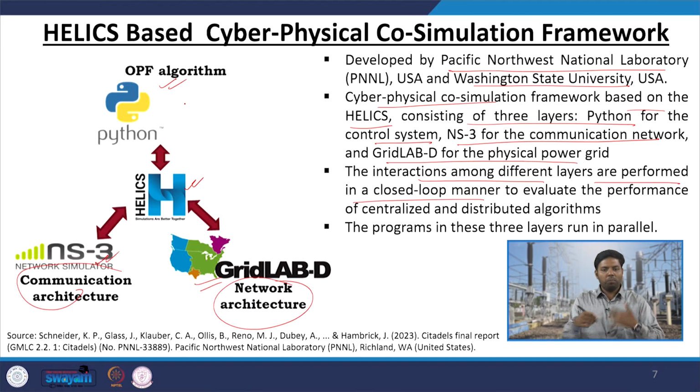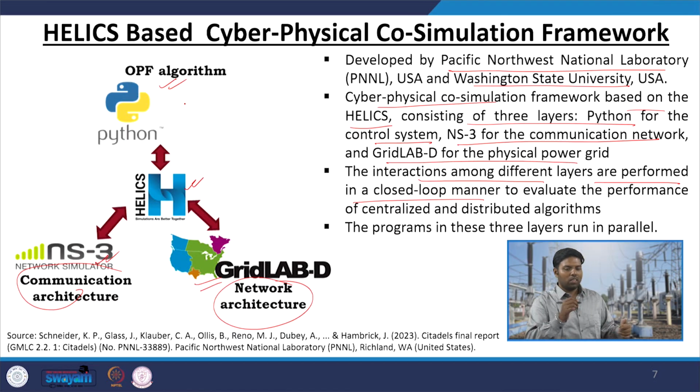That means, all the inputs and the outputs will be sent to their corresponding layer. That means, your physical will go to the communication, communication will go to the control, and then the reverse back as well. That is called the closed loop architecture to evaluate the performance of the centralized and the distributed OPF algorithms.